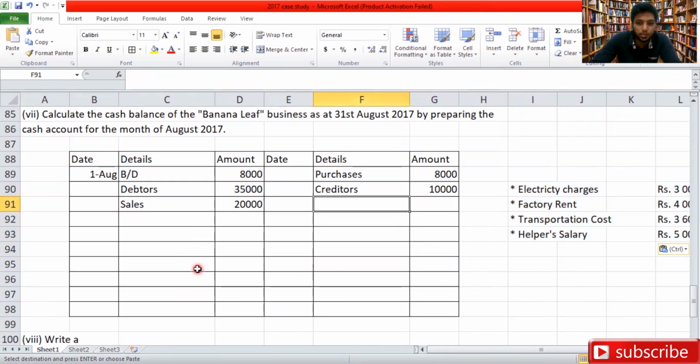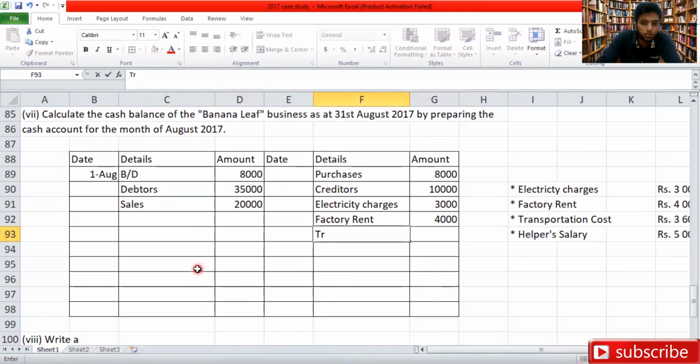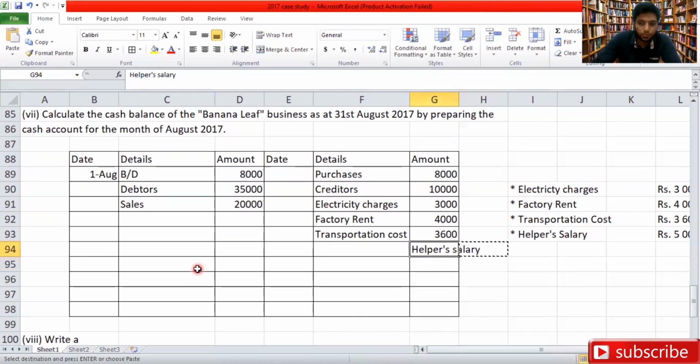So I know electricity charges now. It's 3,000. Then I have factory rent, 4,000. I have transportation cost, then it is 3,600. Then I have helper's salary, 5,000. So now this is my expense. My expense column is 33,600 and I have 63,000.